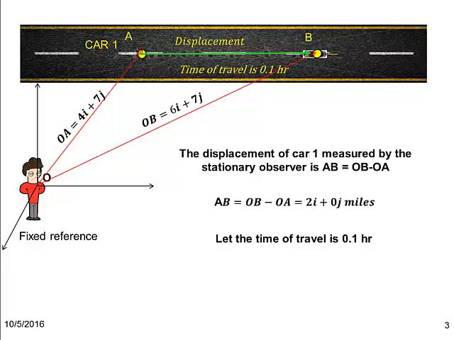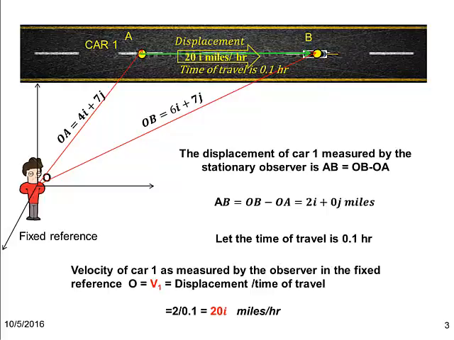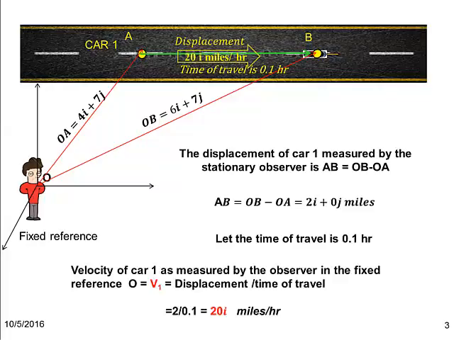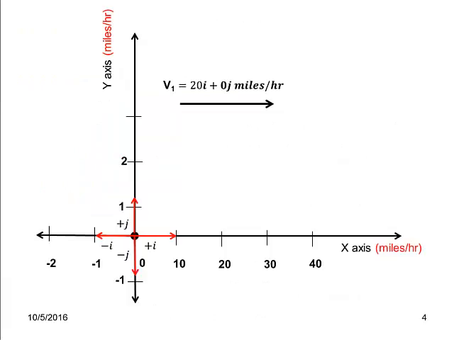We can calculate the average velocity of the car as measured by the stationary observer as 20 miles per hour for a displacement of 2 miles. Let us represent this velocity v1 of car 1 measured by the stationary observer in a coordinate system as shown.